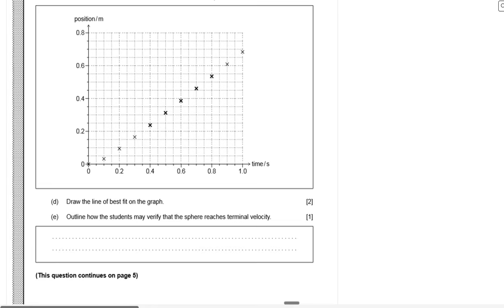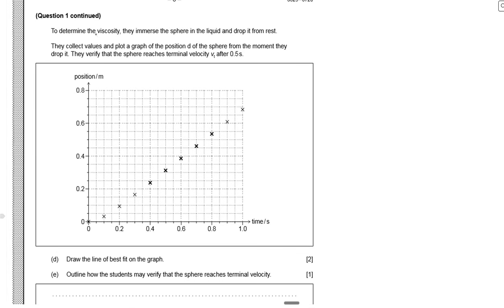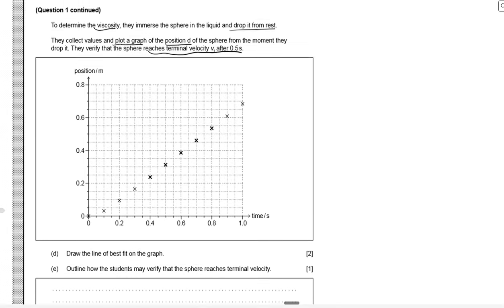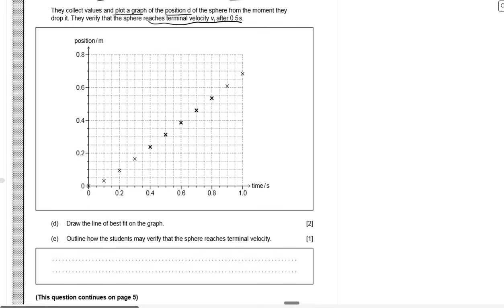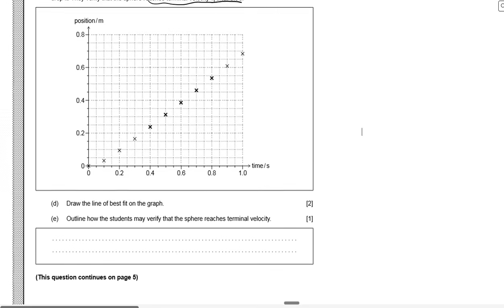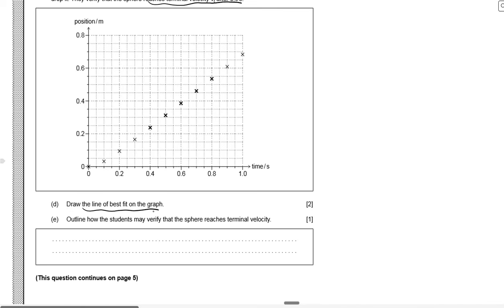Now for D, we have to determine viscosity. They immerse the sphere in the liquid and drop it from rest. Collect values and plot a graph of position d of the sphere from the moment they drop it. They verify that the sphere reaches terminal velocity after 0.5 seconds. So ideally we should be seeing a curve here, but it looks pretty straight. Draw the line of best fit.